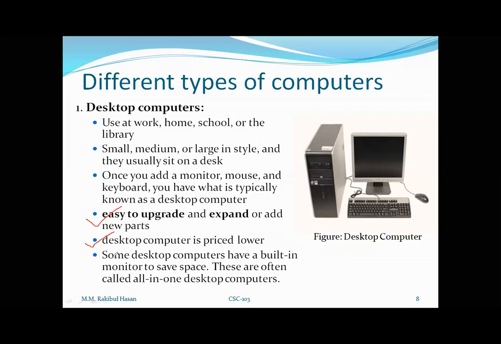And the last point they are mentioning is that some desktop computers have a built-in monitor to save space. Here you can see this casing and this monitor are separate. But we have some PCs where you get both of them together, to save space. These are often called all-in-one desktop computers. Especially think about the Apple computer. Apple has this feature. You will not get any separate CPU nowadays.